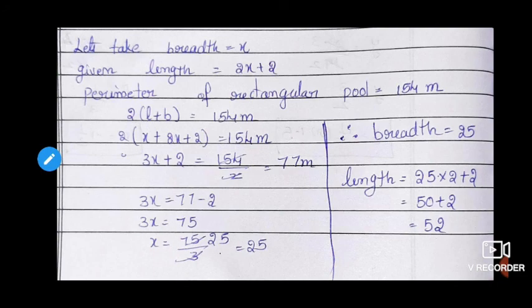What is actually x? It is the breadth. So breadth is equal to 25 and length is equal to 2x plus 2, that is 25 into 2 plus 2, that is 50 plus 2, 52.